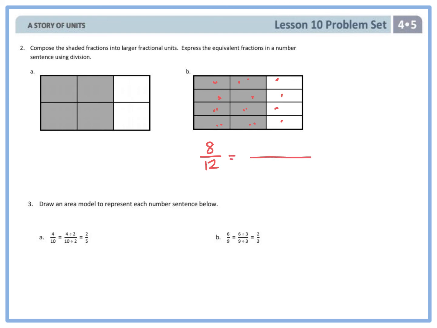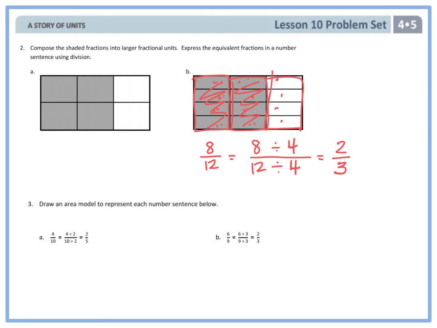All right, I need to compose these into larger units. I'm seeing that I can do 4 together, so that's what I'm going to do. And since I'm now putting groups of 4, I have to divide by 4. 8 divided by 4 is 2, and 12 divided by 4 is 3. So if I look, I can see, yes, I do have 3 larger units. 2 of those are shaded, so I can see that I'm correct there.